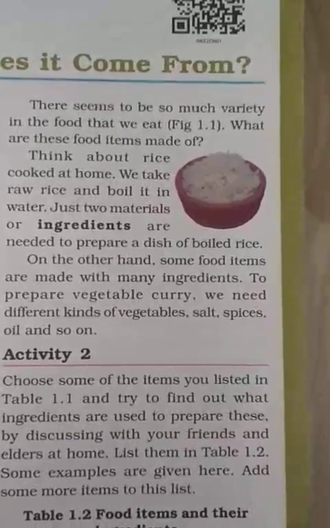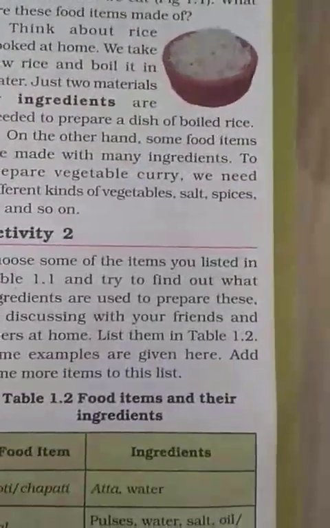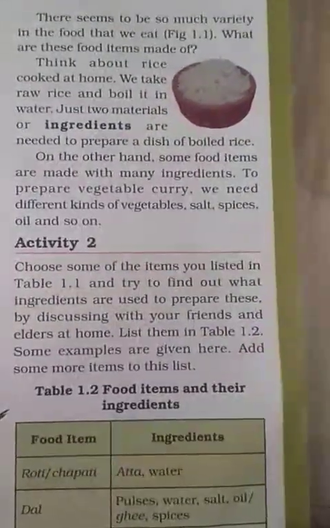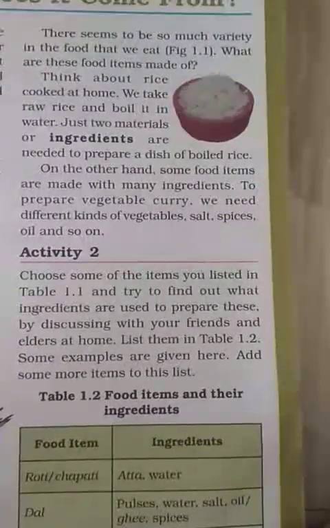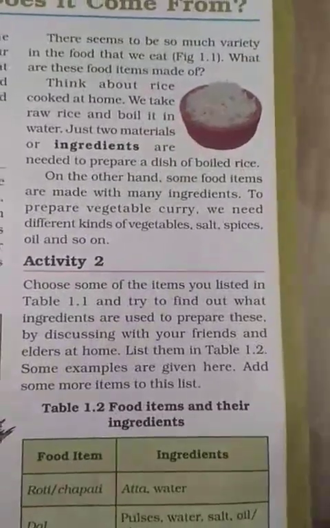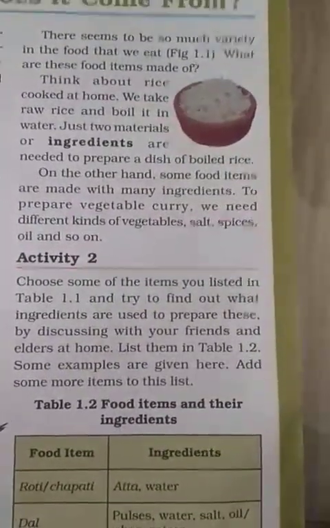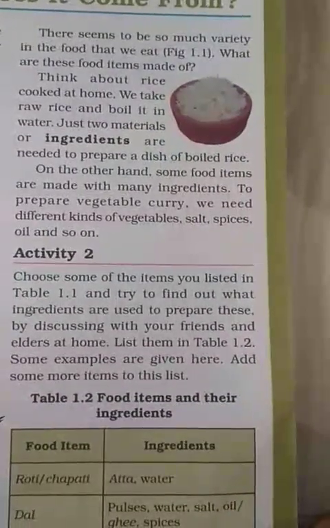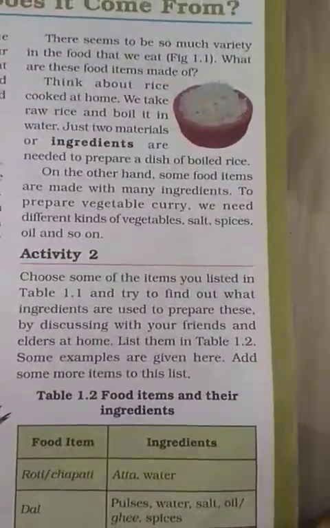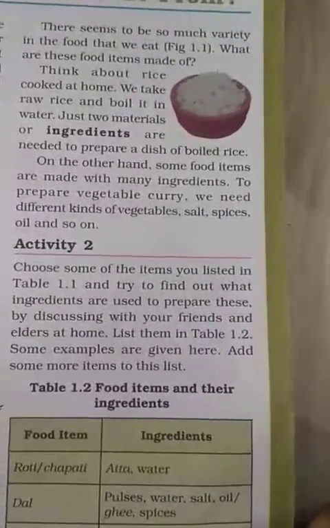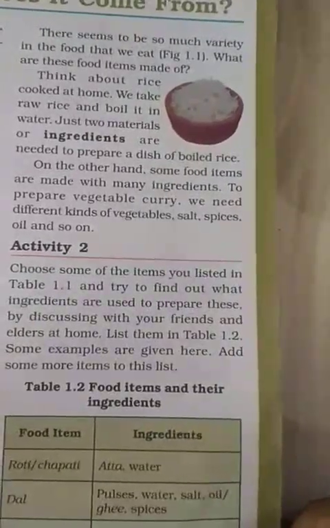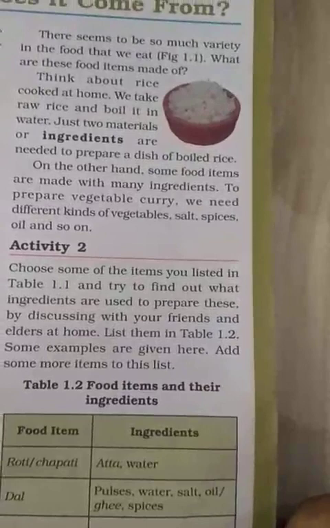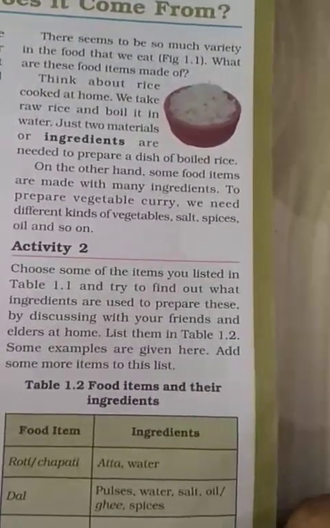The next activity is you have to choose some items you listed in table 1.1 and try to find out what ingredients are used to prepare them. By discussing with your friends and elders at home, list them in table 1.2. Some examples are given. Like this you have to prepare your own chart with your own food items. Add some more items to this list.